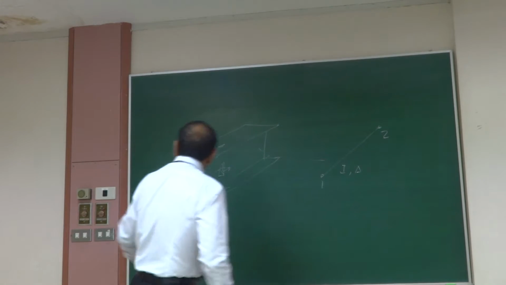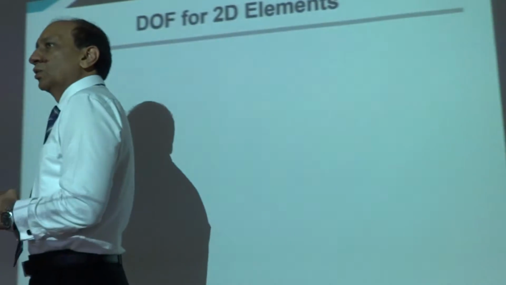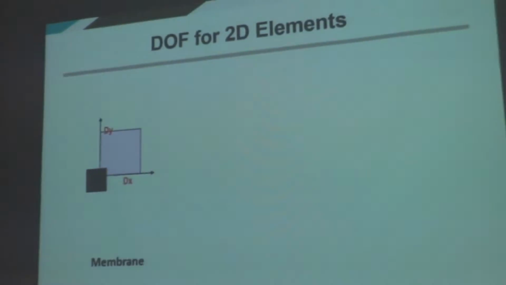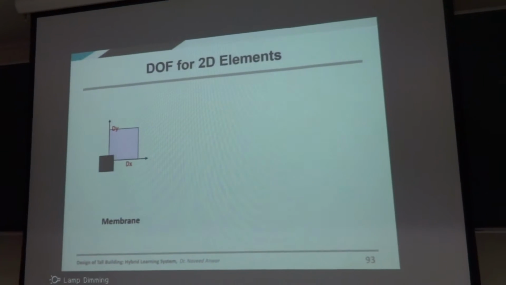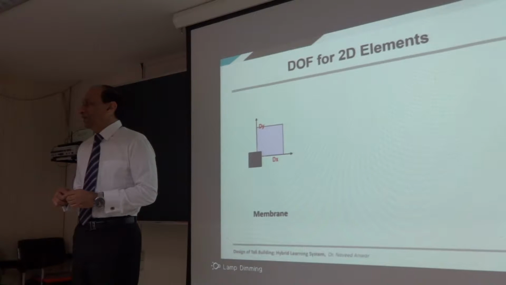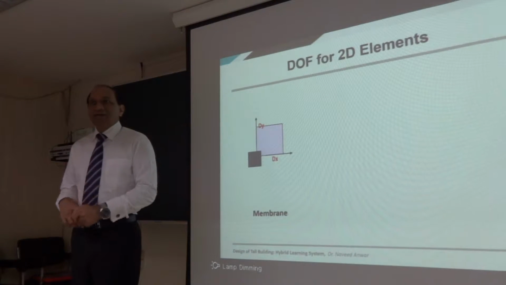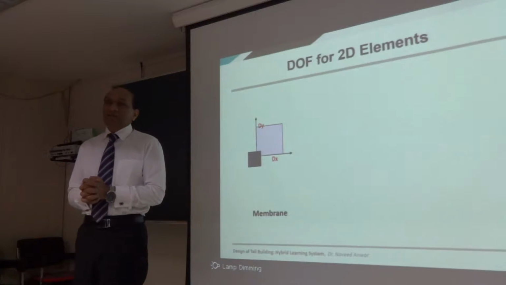because of the simple fact that ultimately everything is tension and compression. So we should be able to model everything, if we do it right, by using just 2D elements of membranes. Now give me an example that cannot be modeled as a membrane.